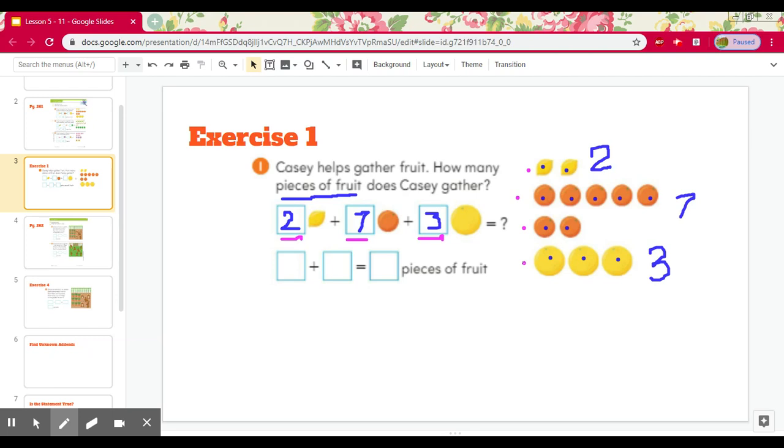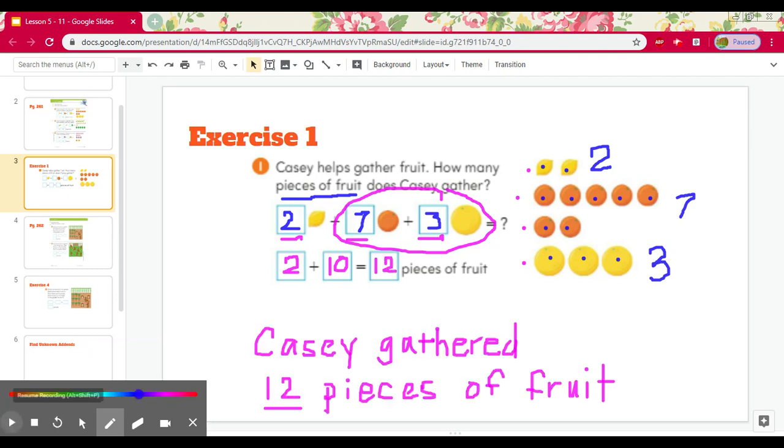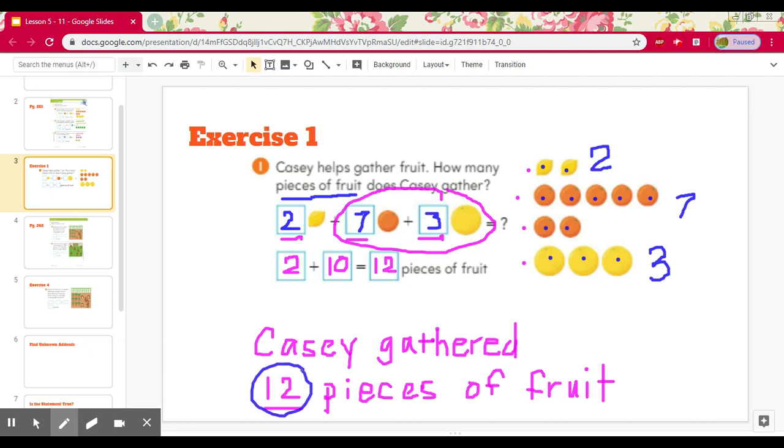If you said 7 plus 3, you're right. 7 plus 3 is 10. Let's write 10 into the box, just like that. Bring down the 2. 2 plus 10 equals 12. So, Casey gathered 12 pieces of fruit.